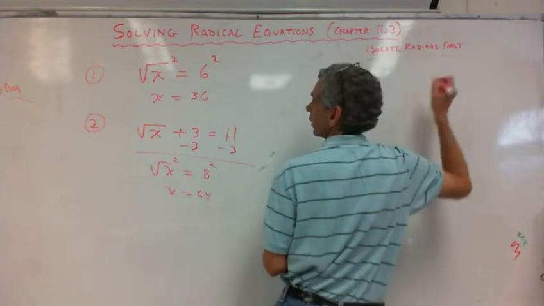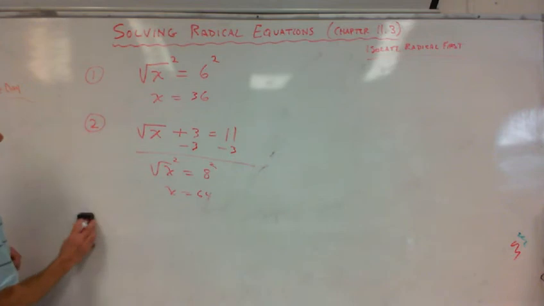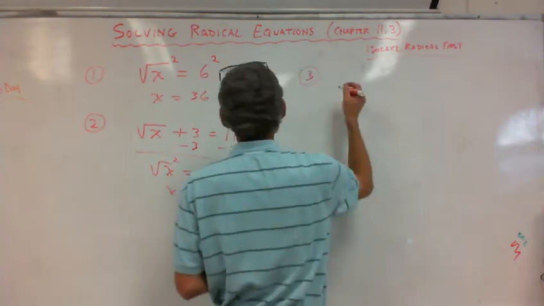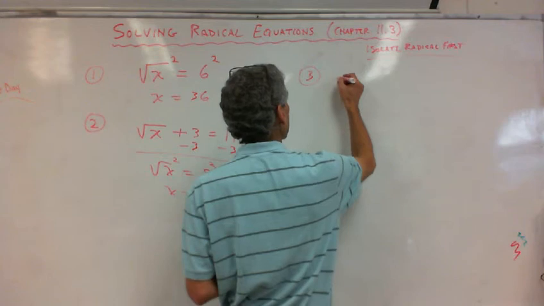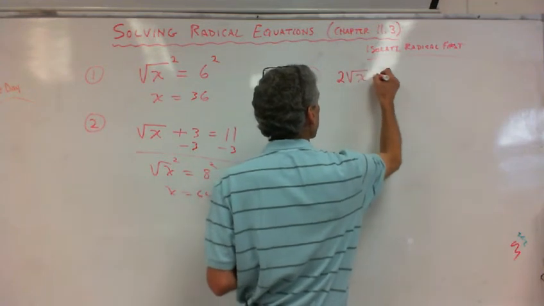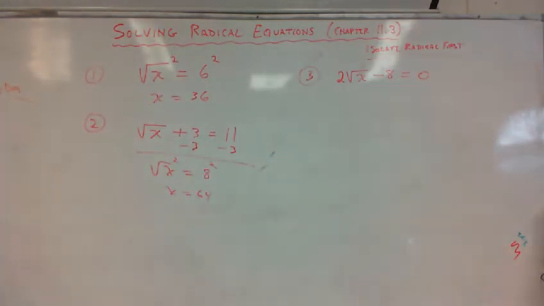So important. Okay. That was number 2. I'll leave it up there. That's fine. 3. We'll go over 3 right here. Now we're going to make it a little harder. What if I said 2 times the square root of x minus 8 equals 0?